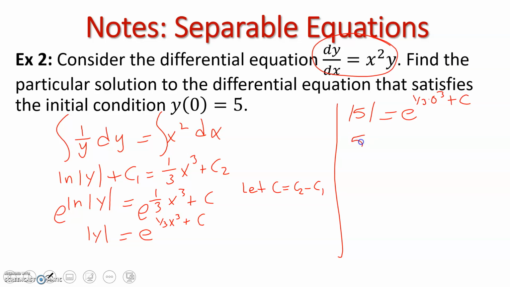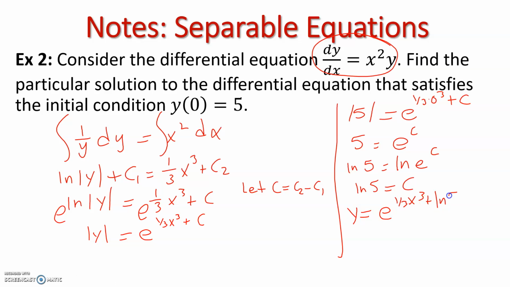Now the absolute value of 5 is just 5, and then 1/3 times 0 cubed is 0, so that's e to the c, and we want to solve for c, so we'll take the natural log of both sides, and we get the natural log of e to the c, which is in fact just c, so ln of 5 is c. We get here then that our equation is y equals e to the 1/3 x cubed plus ln of 5. Now you'll notice here that we changed it from absolute value to just y.